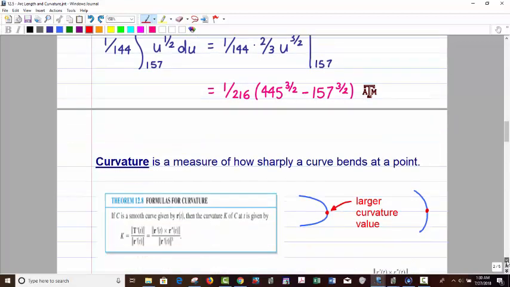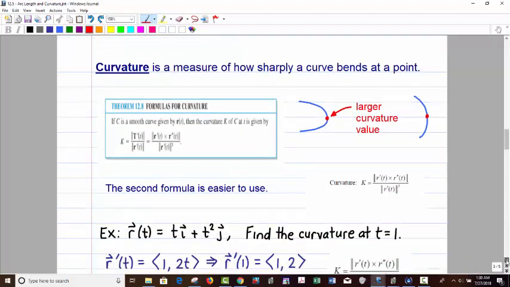Now let's take a look at something called curvature here. Curvature is a measure of how sharply a curve bends at a point. Now that could be important in various applications. Let's say maybe you're going to be a civil engineer or something, and be part of designing race car tracks, where obviously too much curvature would probably cause too many wrecks, and not enough curvature is probably a little on the boring side, for racing.